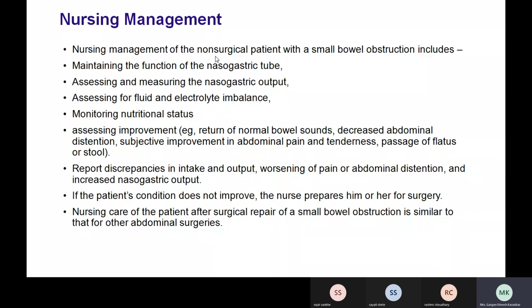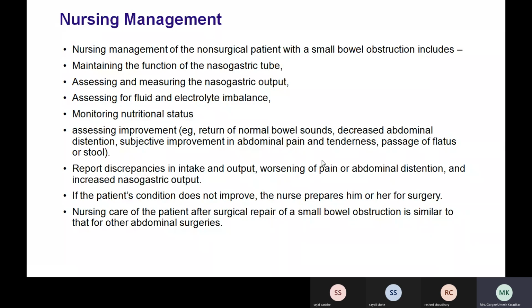So keep an eye on the abdominal girth. Subjective improvement in abdominal pain and tenderness, so keep on assessing the pain score for the abdominal pain. Check for passage of the flatus or the stool. If these are all present, they tell you that the patient is improving. Also, check if there is any discrepancy, that means any reduction in the intake and output, or imbalance in the intake and output, then worsening of the pain or abdominal distension and increased nasogastric output.